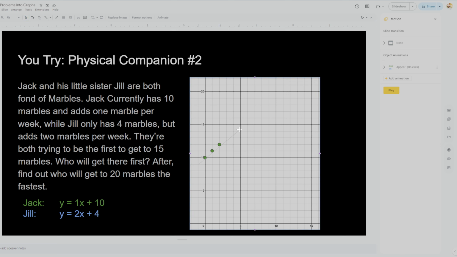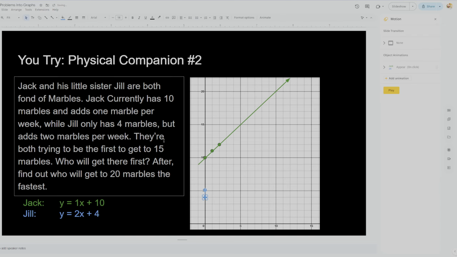I'm going to start it over here, and then we're just going to go up 1 over 1 until we get to the very end here. And once again, because it's Jack, let's make this thing green. Cool, we have Jack's line right here. We can go ahead and start working on Jill, which of course is going to be y equals 2x plus 4, so we'll start at the point 0, 4. So I'm just going to grab one of these guys, and we'll just set it over here at 4, and because it's Jill, let's make this thing blue.